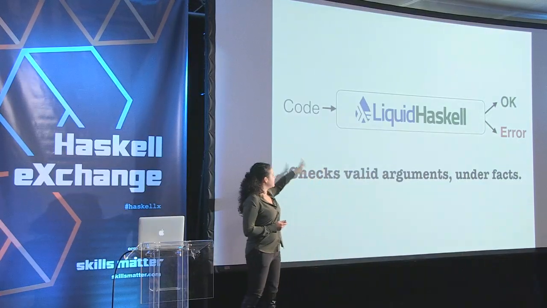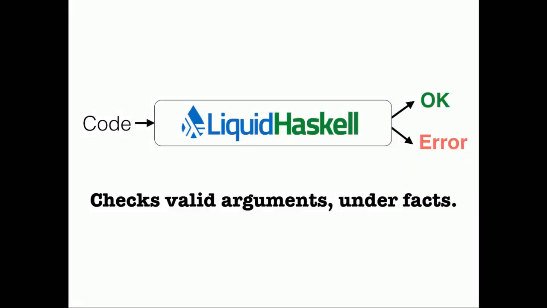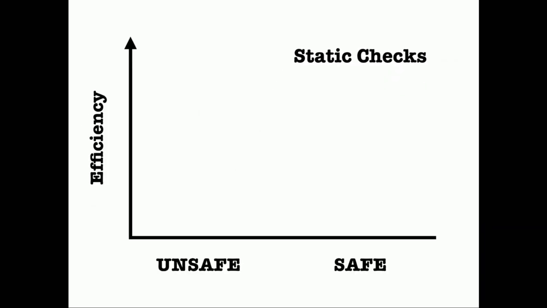Yeah, so LiquidHaskell takes code with specifications, and it basically checks that all the arguments are valid. And the interesting thing is that all the checks happen statically. And this is cool because I have here a diagram. On my x-axis, I have unsafe and safe code. And on my y, I have the efficiency, how fast your program is. And if I have static checks, then these static checks do not have any effect on the runtime, on the efficiency of your code. But they give me provably safe code.